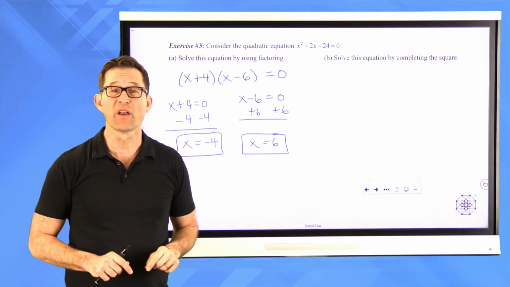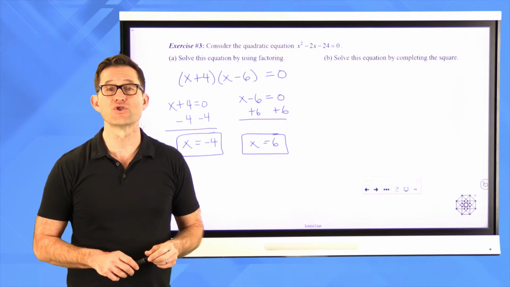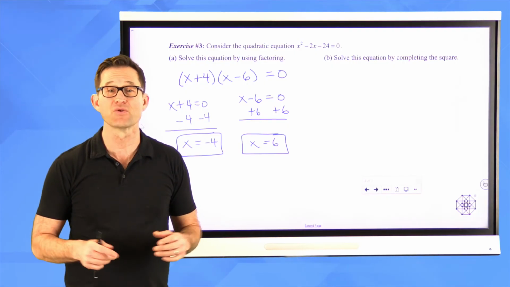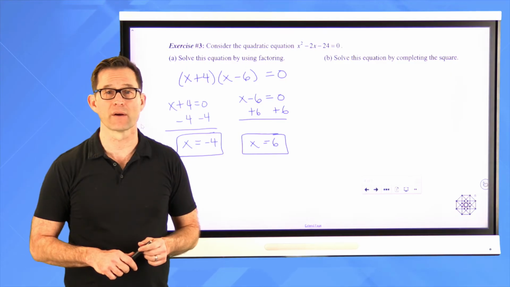Now, you'll know you've done it right if you get negative 4 and positive 6, because the method of solution shouldn't determine our answers, right? The answers should be the answers regardless. Pause the video now and try to solve this by completing the square.